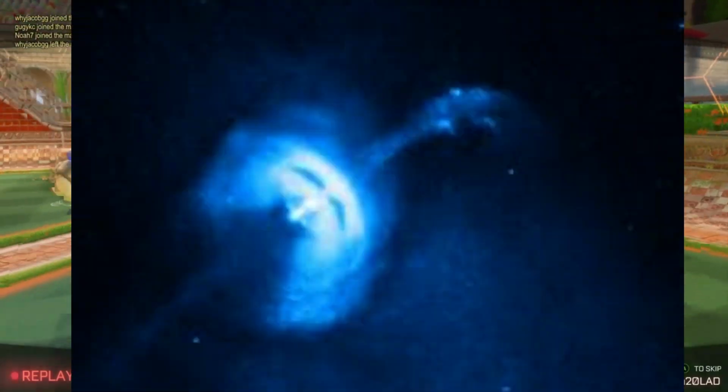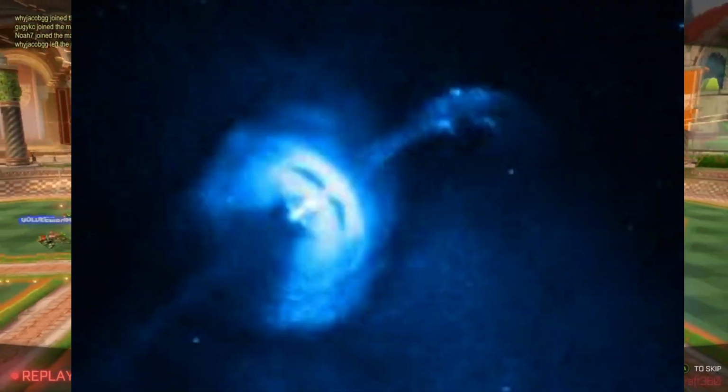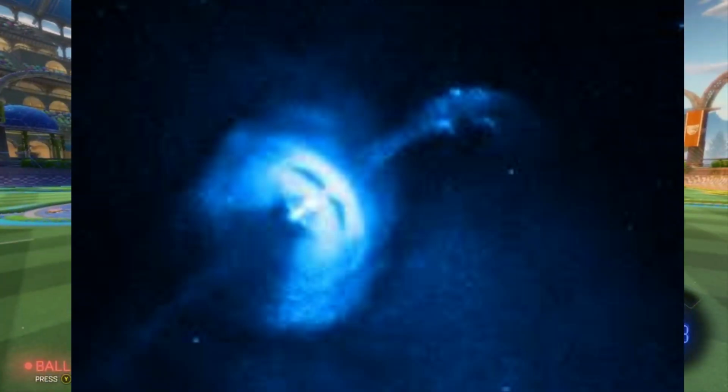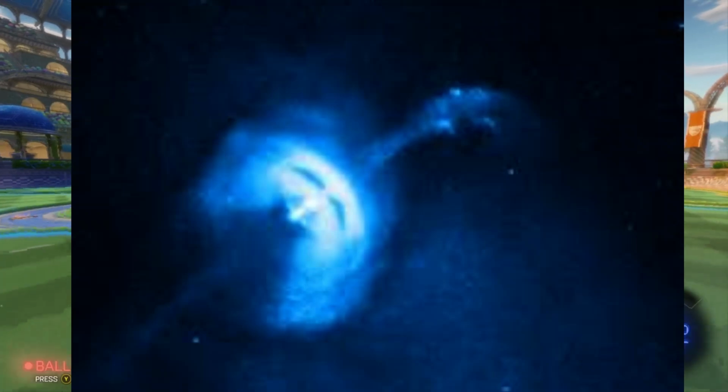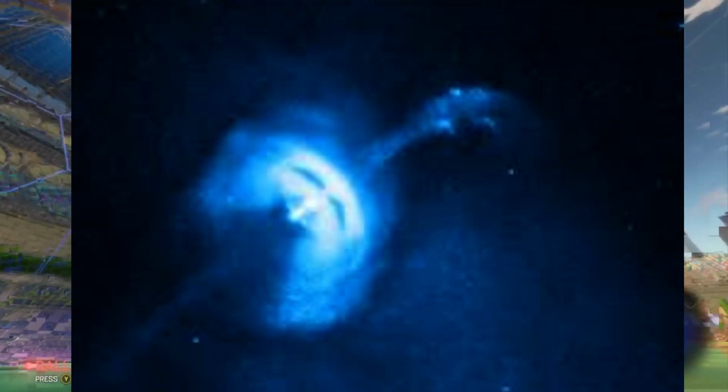Finally is the Vela pulsar, an X-ray and gamma emitting pulsar located in the constellation of Vela. I'm not sure if I'm saying that right. Anyway, its creation is linked to the Vela supernova that happened roughly 12,000 years ago.